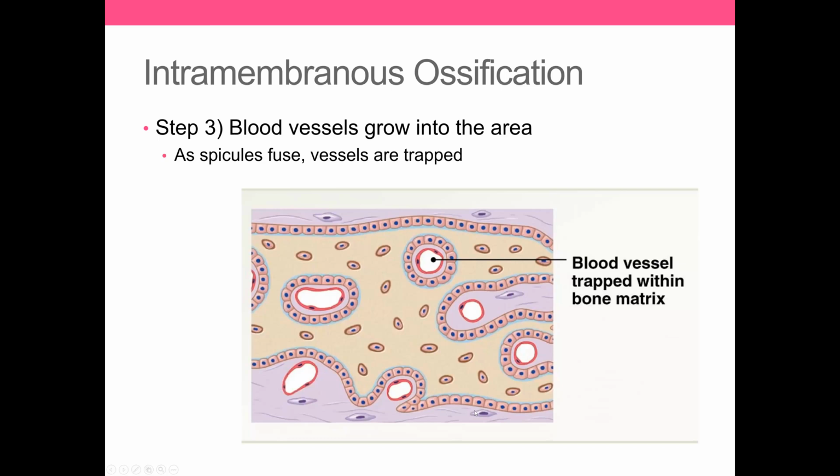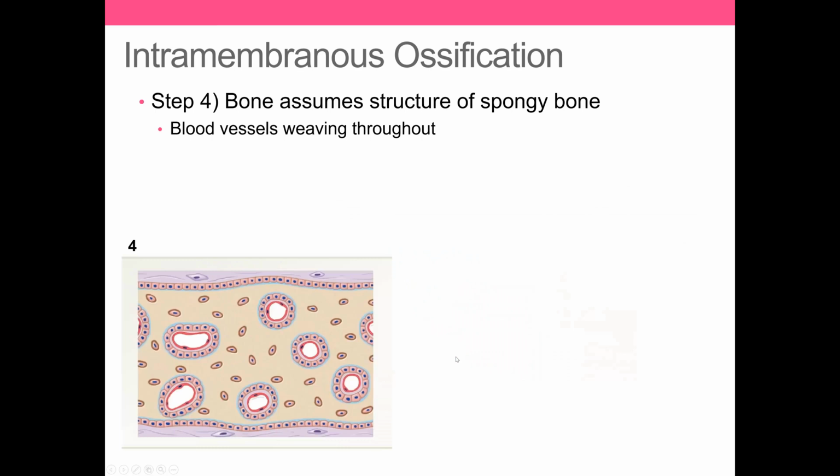As the spicules continue to fuse, so now you've got all of these spicules getting connected together in a much larger area. As this process continues and you've got blood vessels moving into the area, the blood vessels actually will get trapped in between these little struts of bone. So you get blood vessels trapped within the bone matrix. And then the next step is you're going to start noticing that it's going to look a lot like spongy bone. So you're going to have a large spongy bone center here with blood vessels weaving throughout.